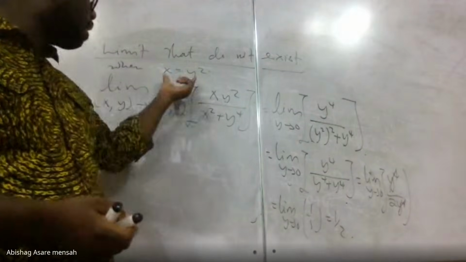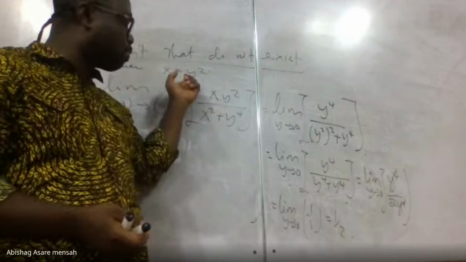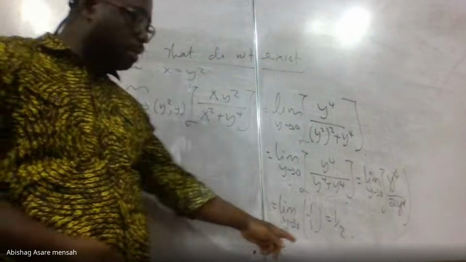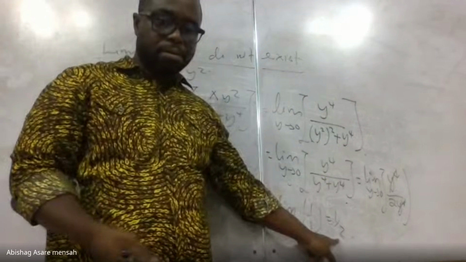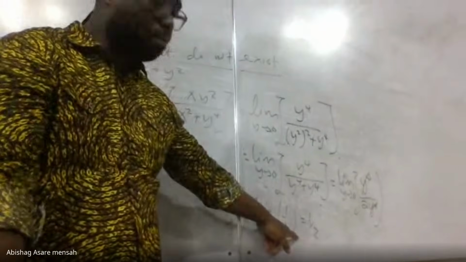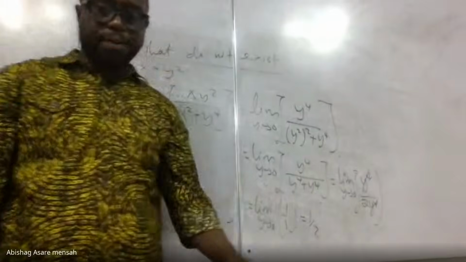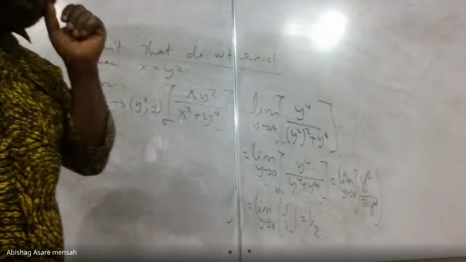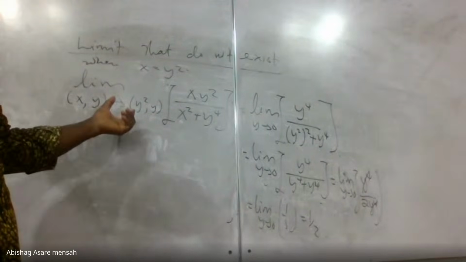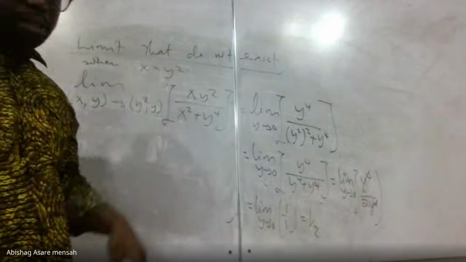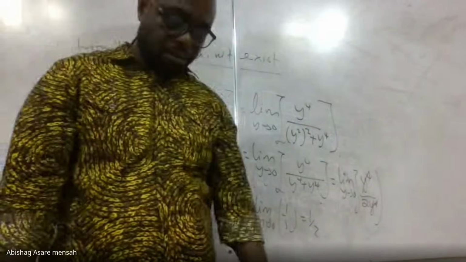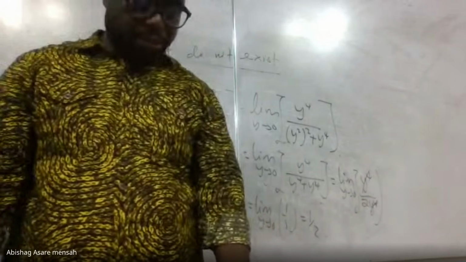So you see that when I set x equals y squared, I didn't get 0. I had 1 over 2, which is different from the original one. So I conclude that the limit of this function does not exist. The limit of this function does not exist.